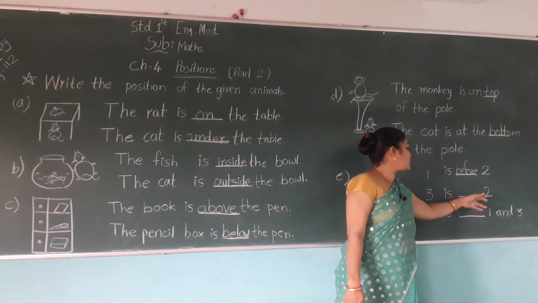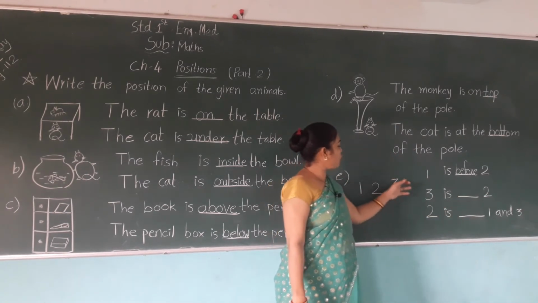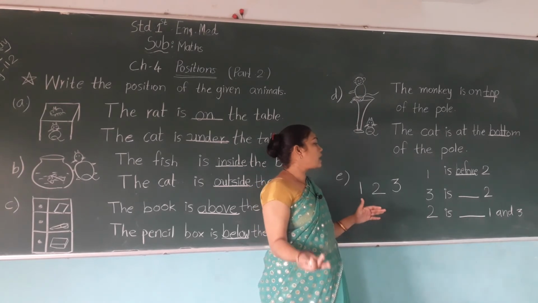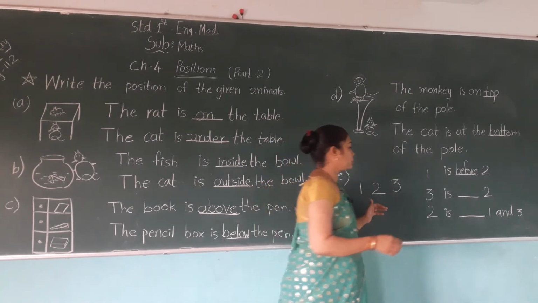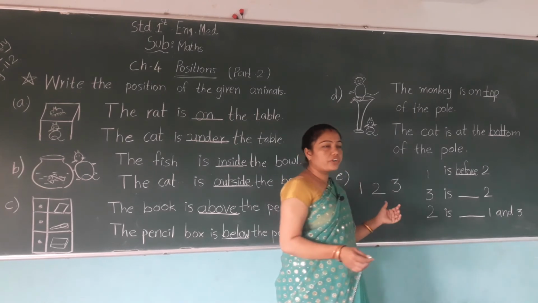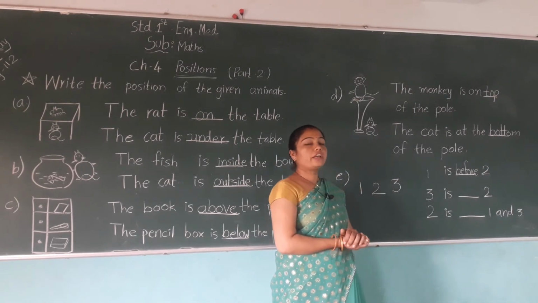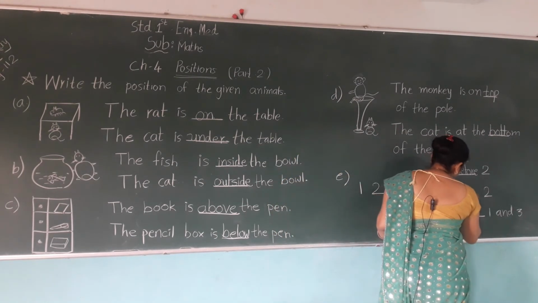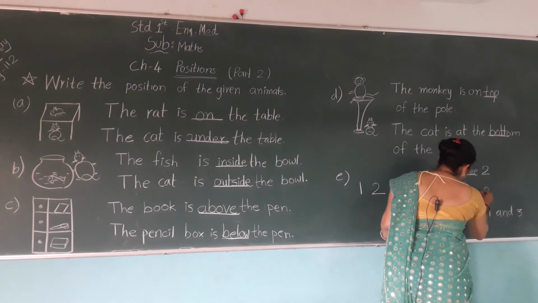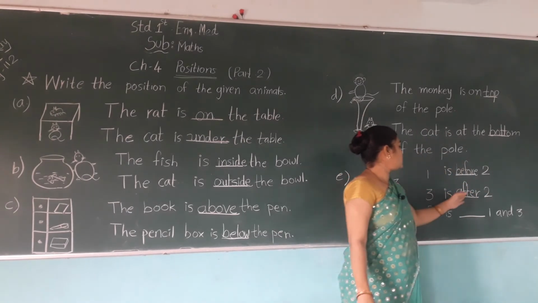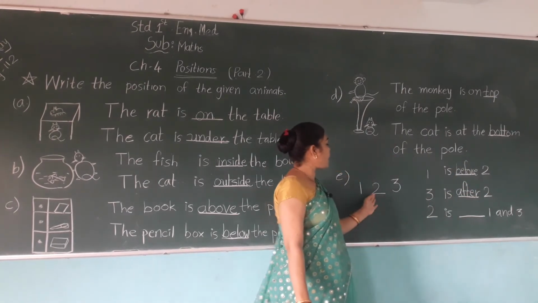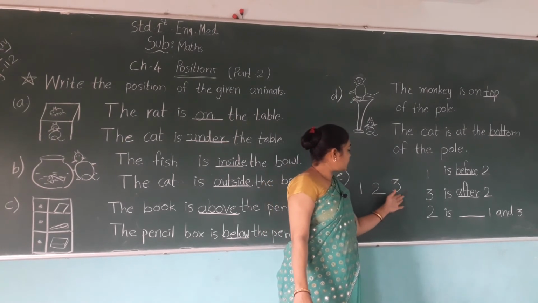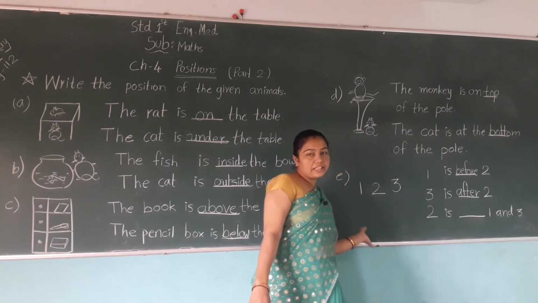Now what is the position of 3? 3 is dash 2. तो 3 किसके बाद आता है? 3 is after 2. तो what we write? After. What is the spelling of after? A-F-T-E-R. After. 3 is after 2. 2 के बाद क्या आता है? 3. So after 2.